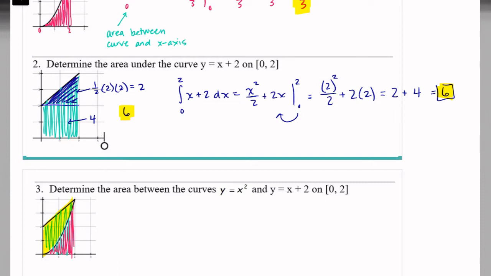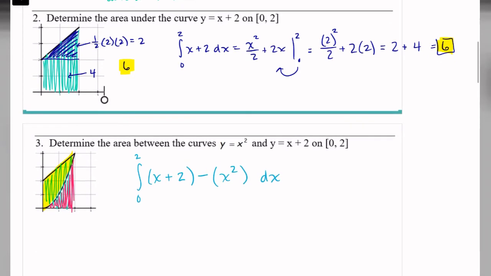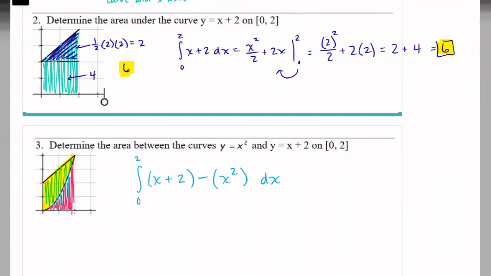So if I want the area between those two curves, I'm going to do the integral from 0 to 2. I always want to do the top equation first because that's like my larger amount of area. So I want the top equation, that's x plus 2. And notice how I'm using parentheses because that's going to be very important. So the top equation minus that pink area, which is x squared. By subtracting those two areas, I can get the area between the two curves.